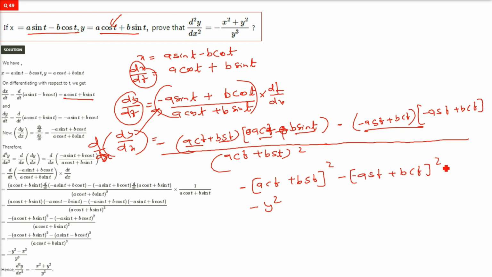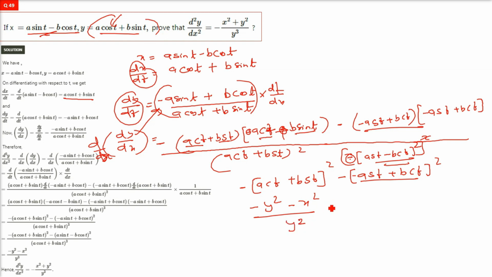So finally you will get a sin t minus b cos t, and a sin t minus b cos t is nothing but x only. So as I said, negative you can take outside. When you take it as a square, negative will be positive, and this will be a sin t minus b cos t, which we already have, x. So first term was y, it will be minus y square. Second term is x, so it will be minus x square. Denominator we have already y, so you can write y square here.